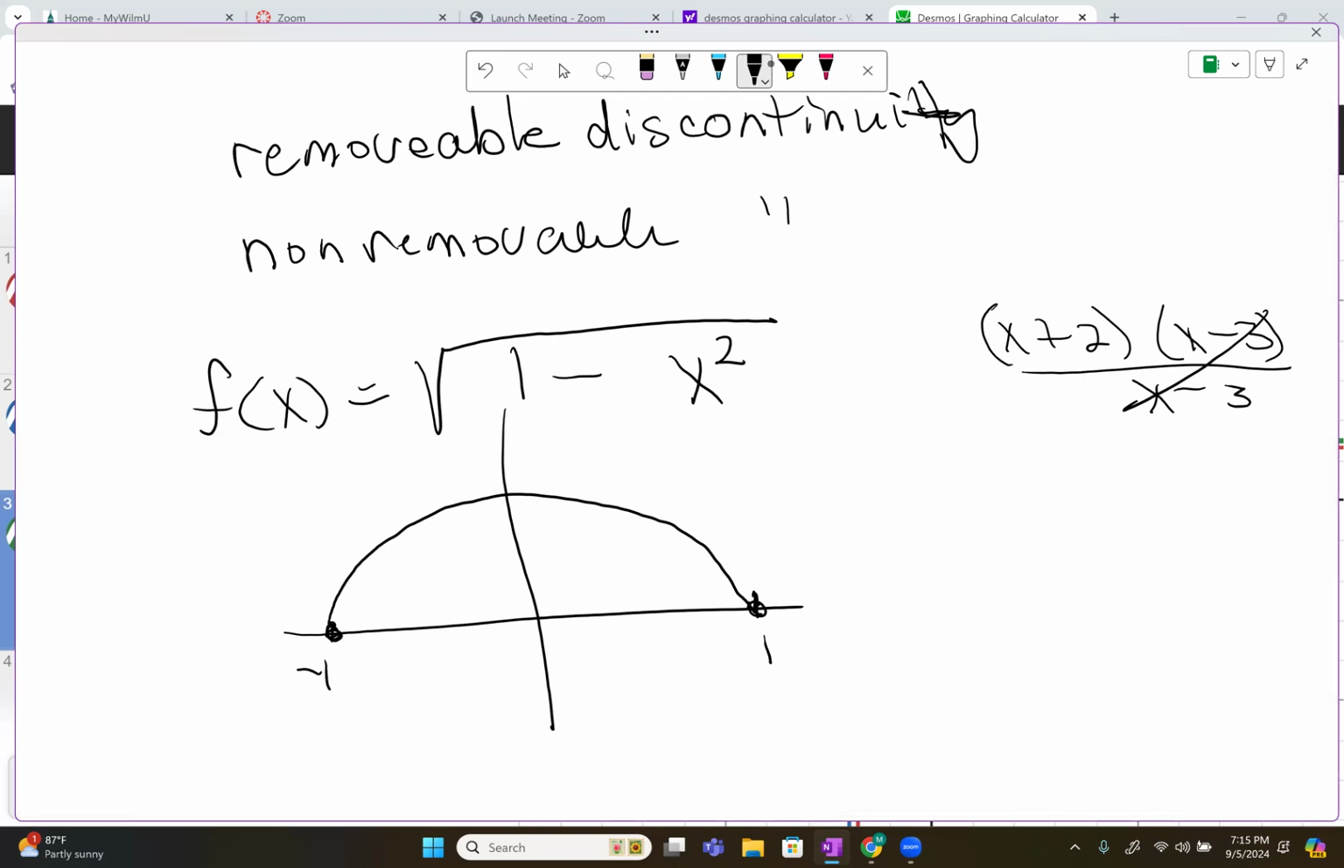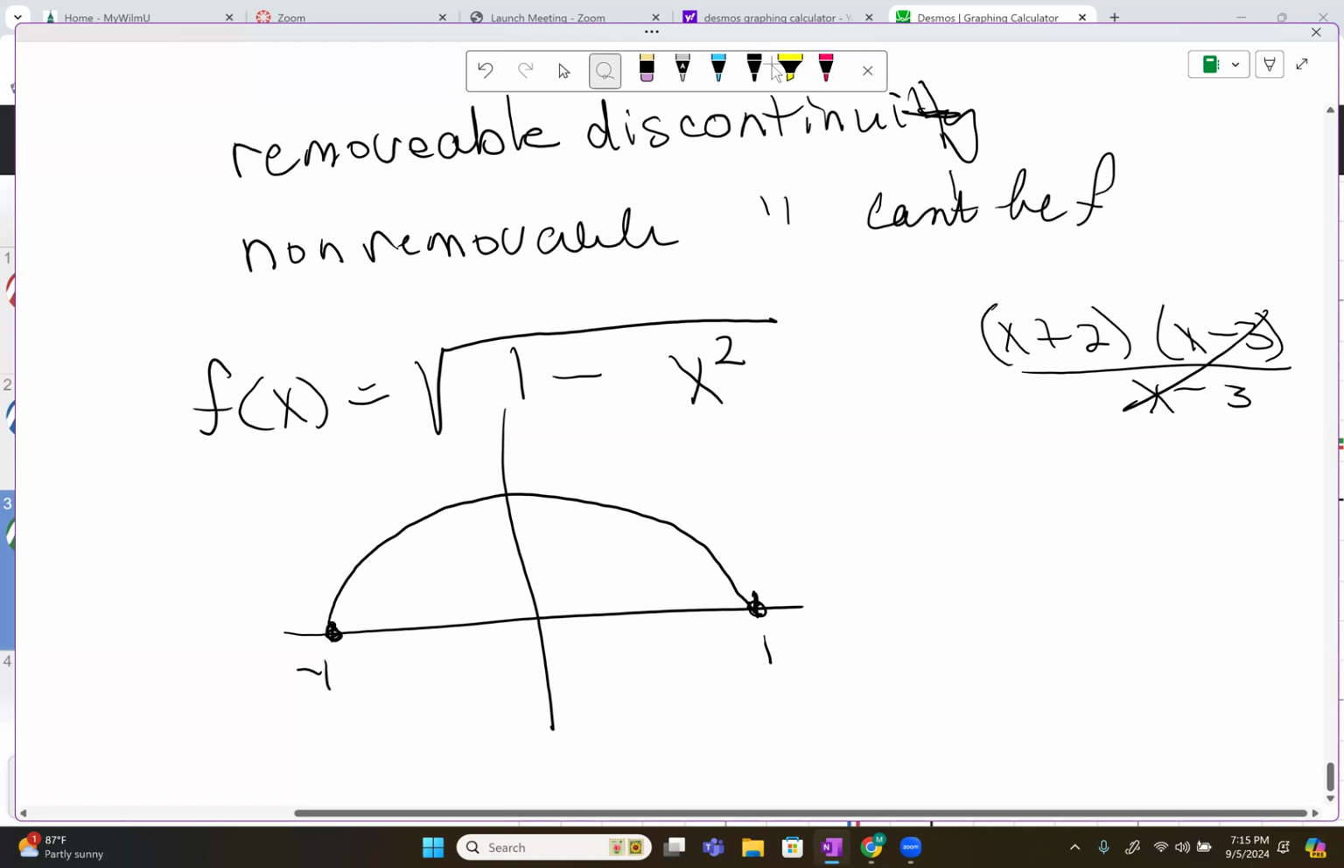Non-removable, obviously, it cannot be fixed. So can't be fixed. And that makes sense. So as an example, again, this one is continuous. And there's no interruption of the function.